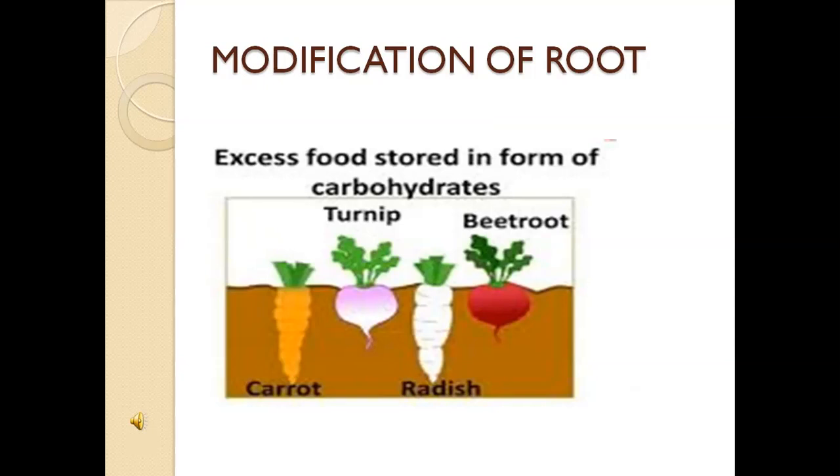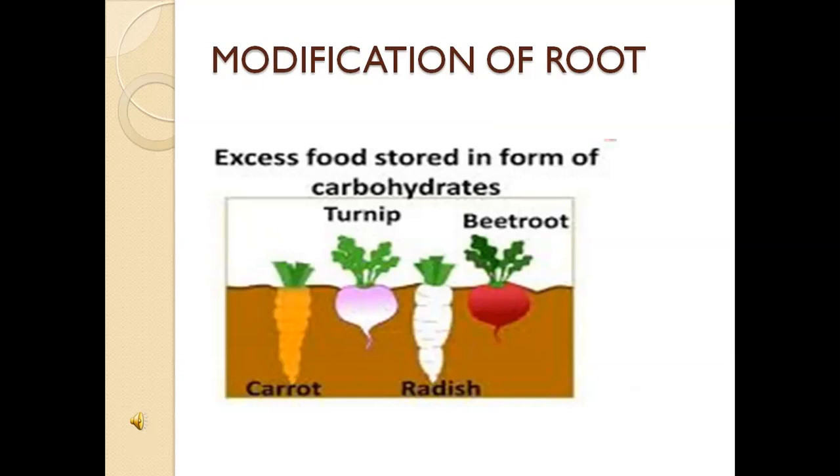Instead of thin cylindrical roots, in the case of such plants, the roots have become a place to store the food produced by them. Excess food is stored in the form of carbohydrate in the root of the plant. Carrot, turnip, radish, beetroot are modifications of root. Here are examples of modification of root.